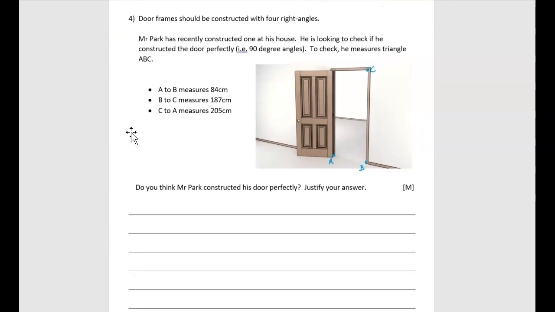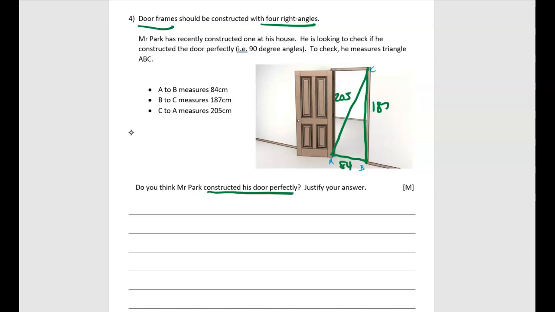Let's move on to question 4. Question 4 is about door frames, and they're normally constructed with 4 right angles. Mr. Park has just finished one of these at his house, and he wanted to check if the door was constructed with a right angle. He knows that A to B is 84 centimeters, B to C down the line there is 187 centimeters, and across the face 205. He was looking to check, is the door perfectly constructed?